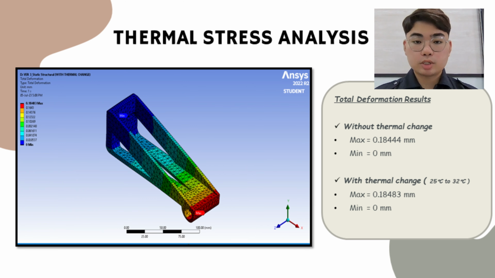For the total deformation result, the highest overall deformation measured in the bracket without thermal change was 0.18444 mm. The minimum overall deformation was 0 mm. The highest total deformation stayed nearly the same in the analysis with thermal change at 0.18483 mm, while the minimum total deformation remained at 0 mm. This finding implies that the general deformation behavior of the bracket was not highly affected by the heat change.